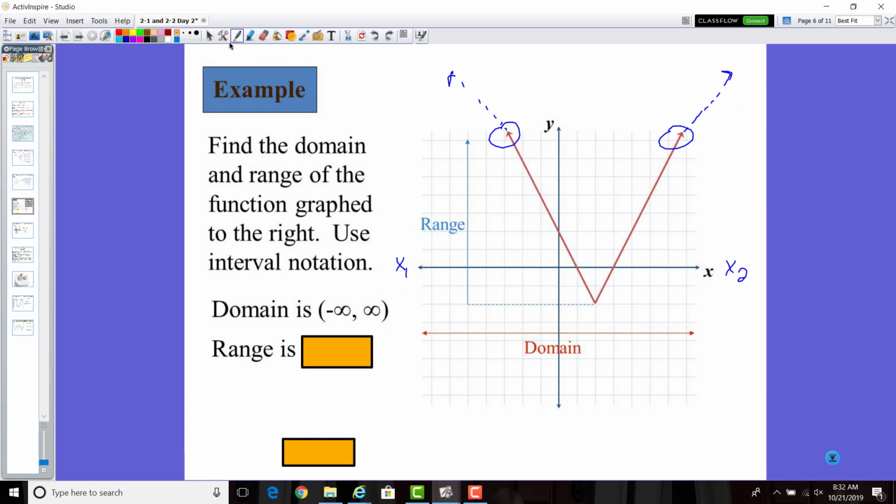Now my range, here is the lowest point of the graph. Okay, so my lowest y value is negative 2. But as we go up this y-axis to get our y2 value, these arrows are also going up. So my y's are going to be increasing forever, which shows a range of bracket, because negative 2 is included, it's not an open circle, negative 2 through infinity.